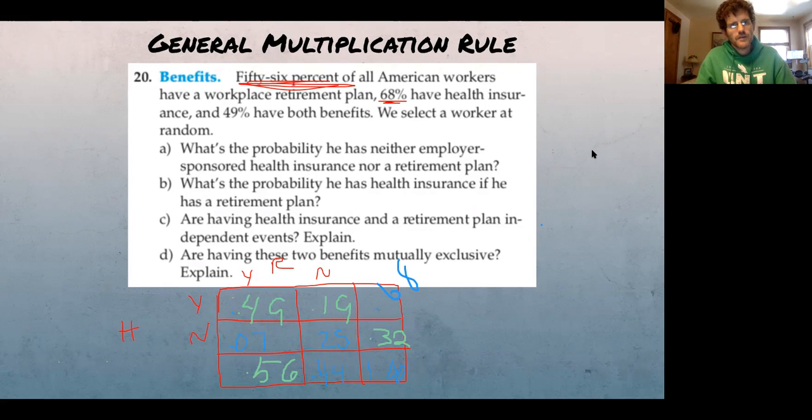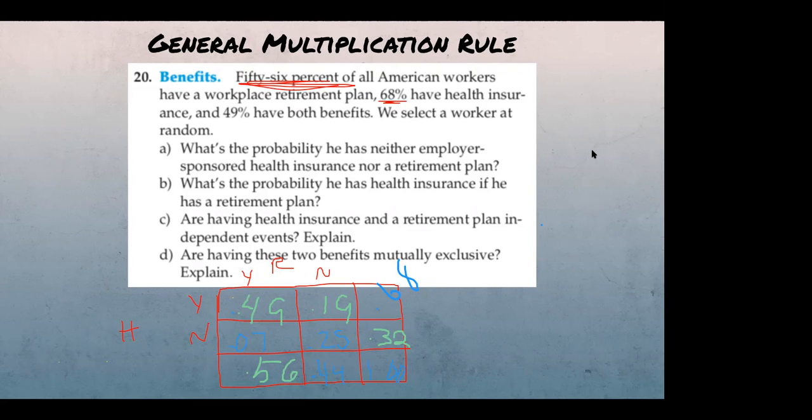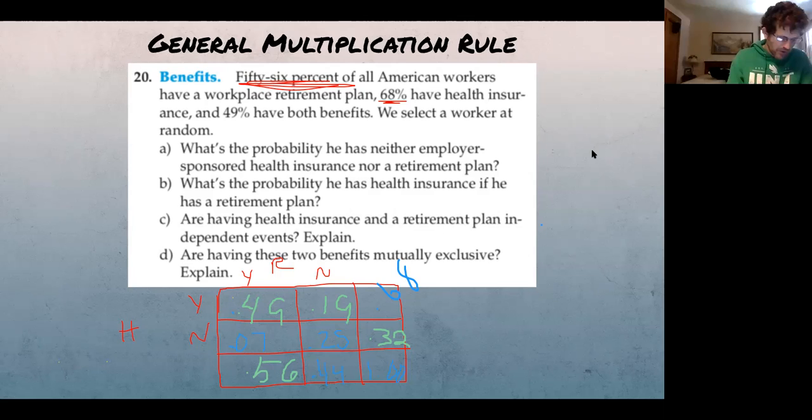So let's look at it. What's the probability that this random worker has neither employer-sponsored health insurance nor a retirement plan? And you can just say it out loud if you know the answer. 25%. So we're saying no retirement and no health insurance, which is 25% right there. So I'll just write that in, 0.25.